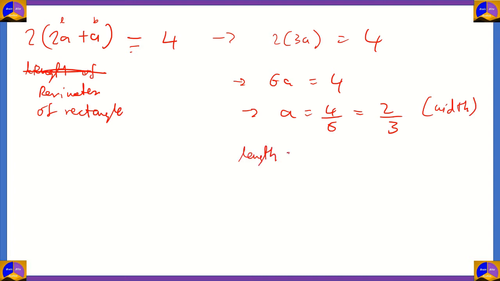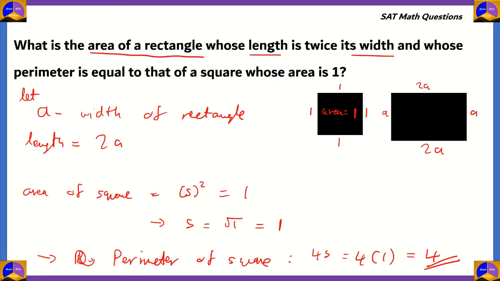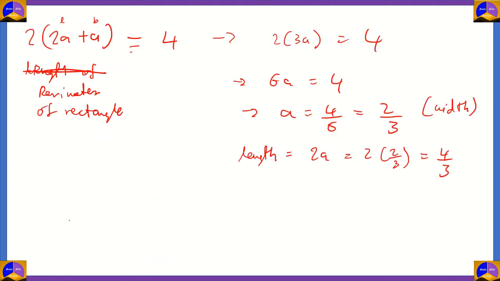The length of that rectangle will be 2 times a, which is 2 times 2 by 3, that is 4 by 3. We need to find the area of this rectangle. That is the main question here. So don't lose sight of that main question. So once we got the length and width, it's on to us to find the area of that rectangle.